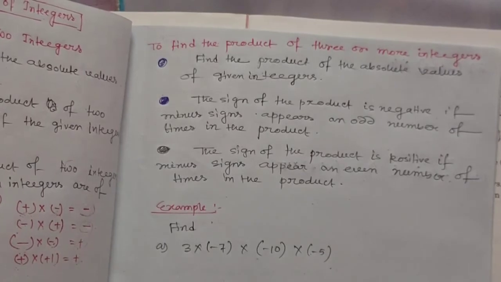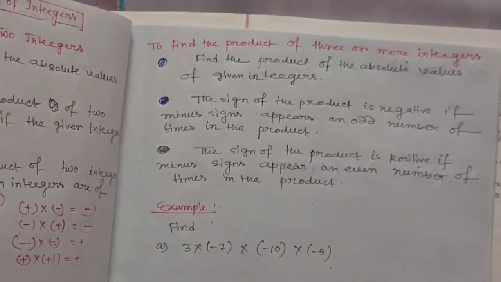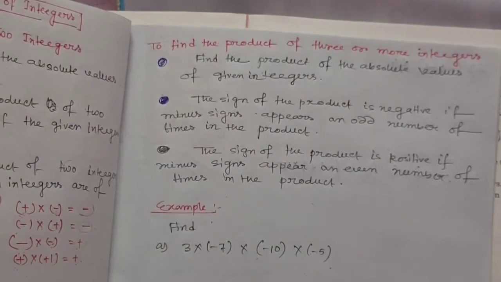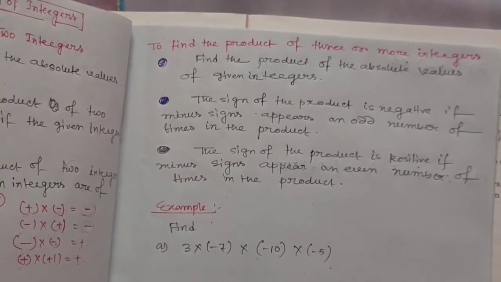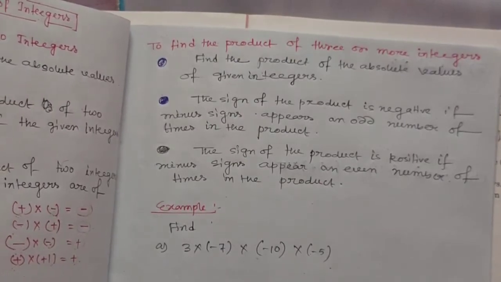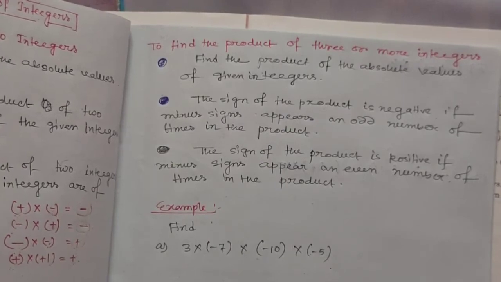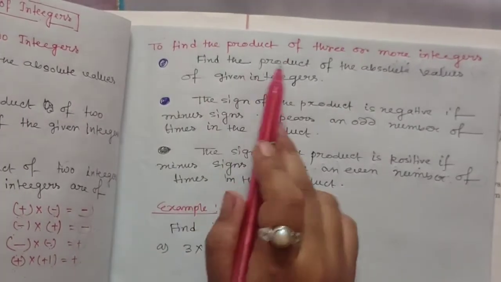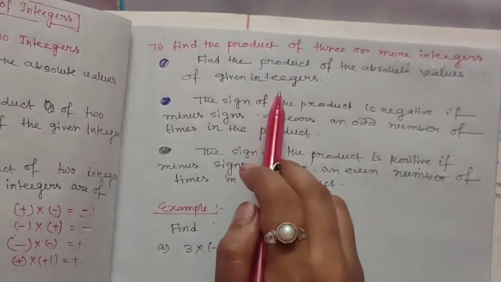Now I will teach you how you can find the product of 3 or more integers. Just before, you learned how to find the product of two integers, so now you will learn how to find the product of 3 or more integers. So the first task is just like before, that is, find the product of the absolute values of the given integers.